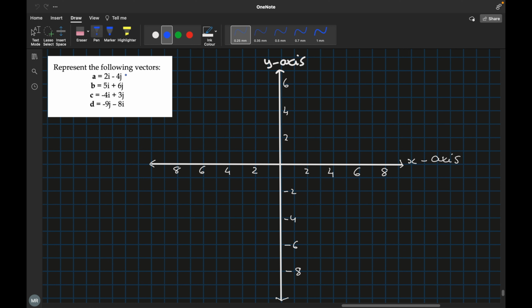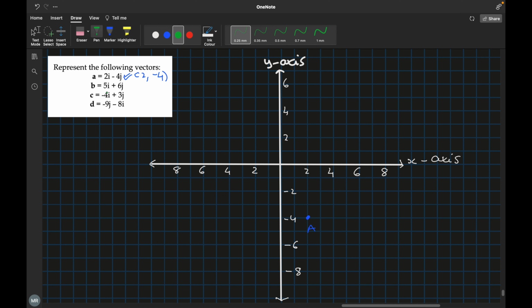Let's use a different color. For A, we have 2i minus 4j. You know that i moves in the x direction and j moves in the y direction. So we just have to plot 2 comma minus 4. This is 2 comma minus 4. This would be A.